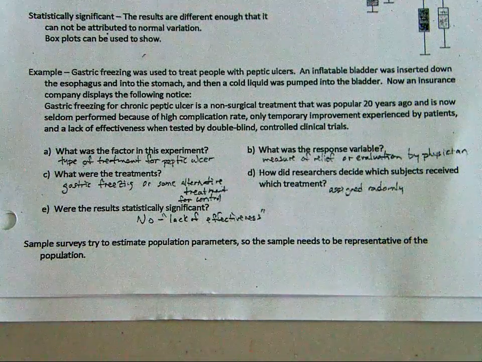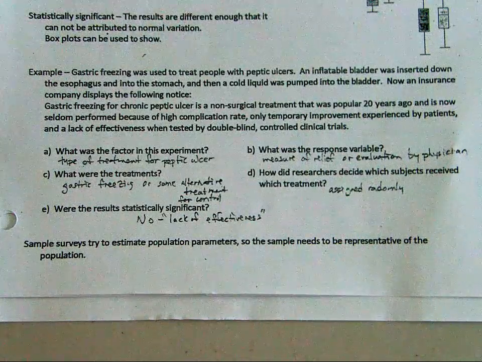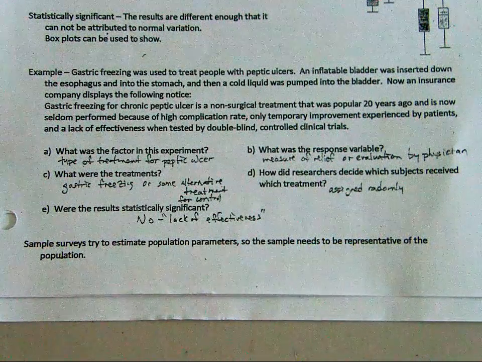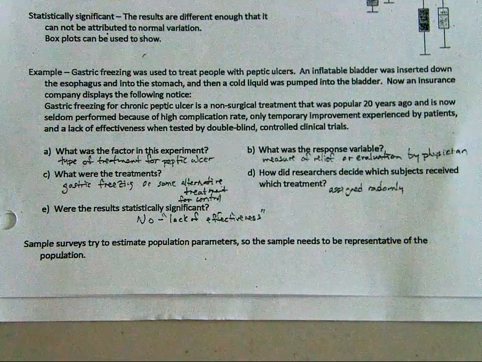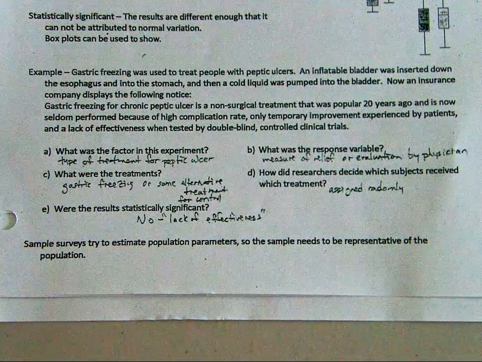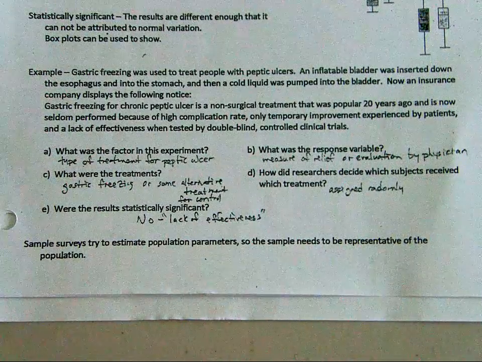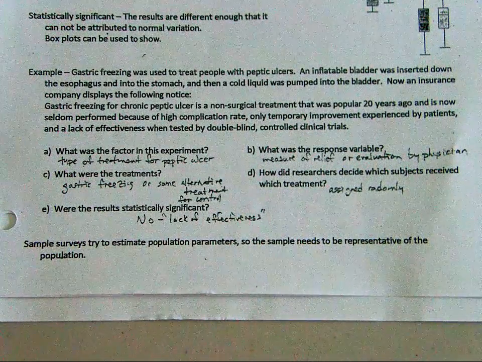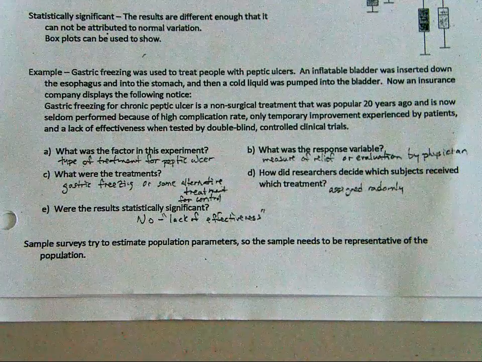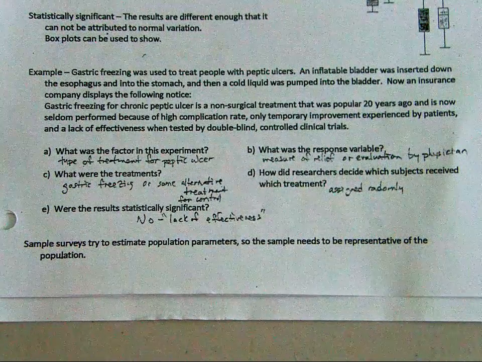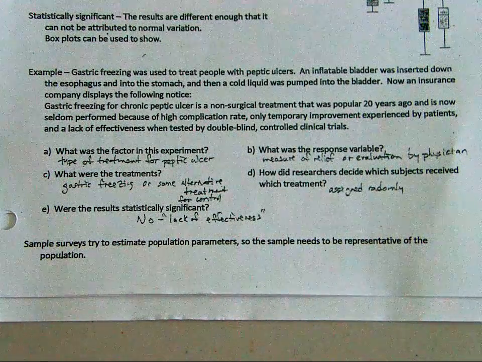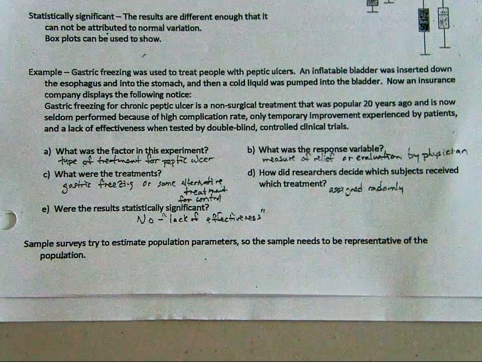So what is the factor? Well, for A, what is the factor? Well, the factor is which type of treatment they used. So maybe they tested some with this gastric freezing, some with other methods. B, what's the response variable? Well, they measured how much relief they got. They measured maybe how long it lasted. That's a response variable. What were the treatments? Well, one was the gastric freezing, then some other alternative treatment. You want to try different things to say, okay, did the gastric freezing really make a difference?